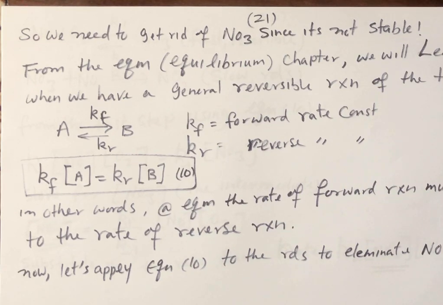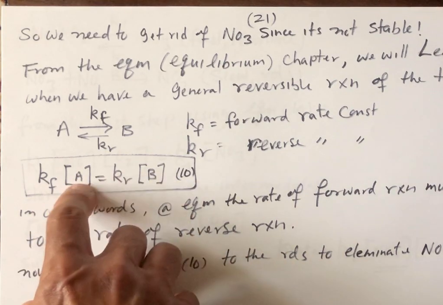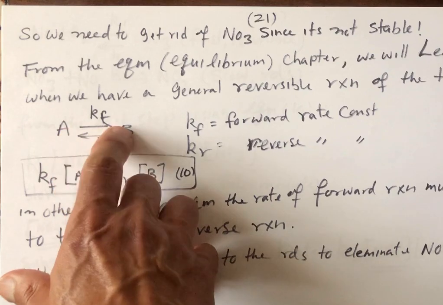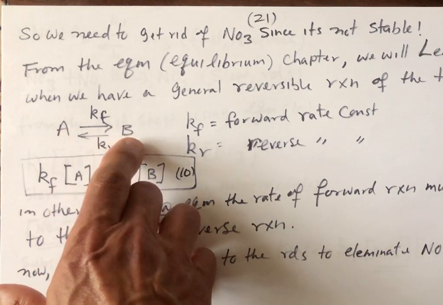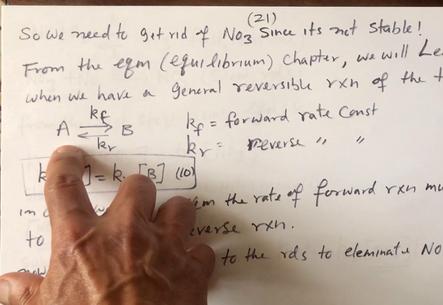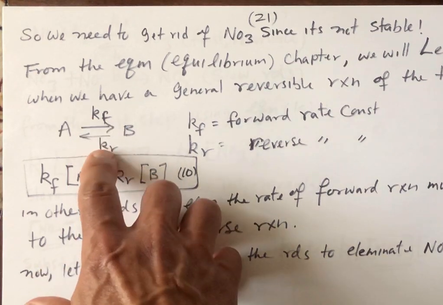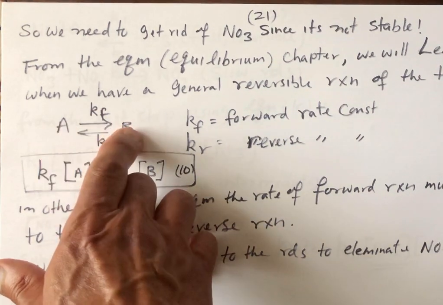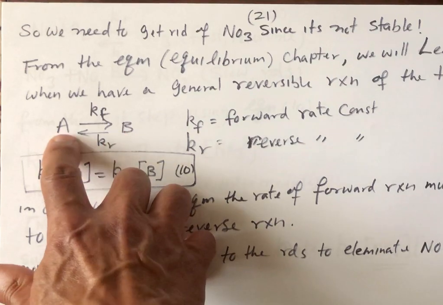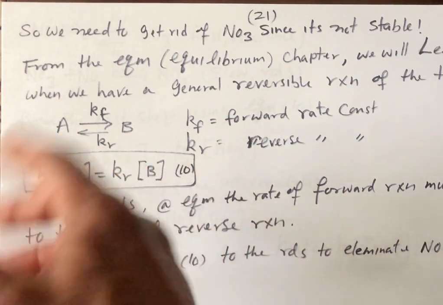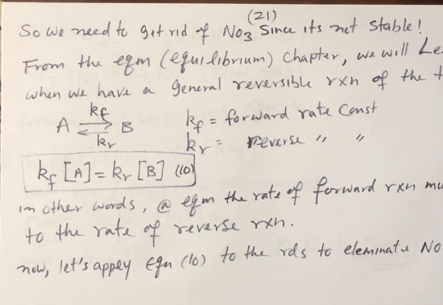Now, when equilibrium is established for a reversible reaction, this is the condition that needs to be met. In other words, the rate of the forward reaction must be equal to the rate of the reverse reaction. So the F stands for forward, R stands for reverse. By forward, we mean A going to B. By reverse, we mean B going to A. Similarly, Kf is the forward rate constant. Kr is called the reverse rate constant.